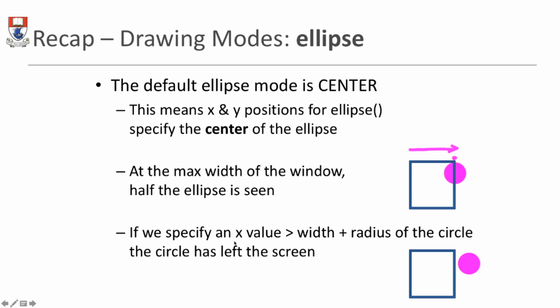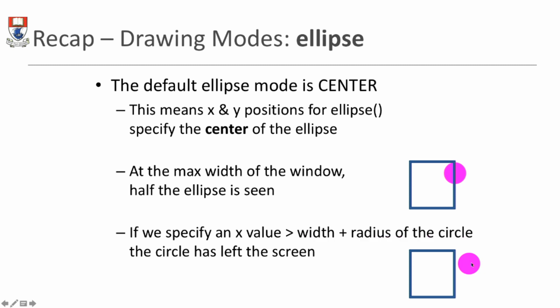So what we picked up here is if we specify an x value greater than the width plus the radius of the circle, then the circle is going to be invisible. Okay, in other words, it's left the screen. So that's how we can check if the ball has gone off the screen.